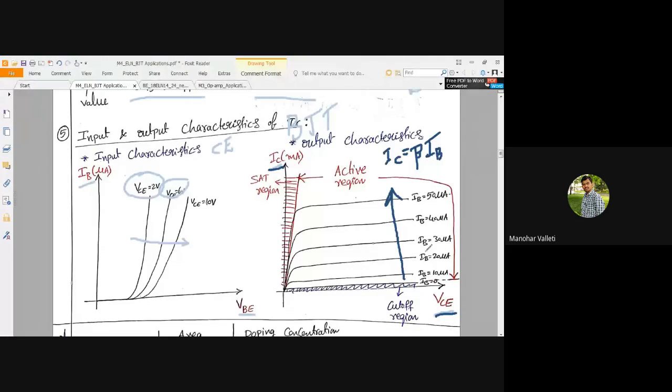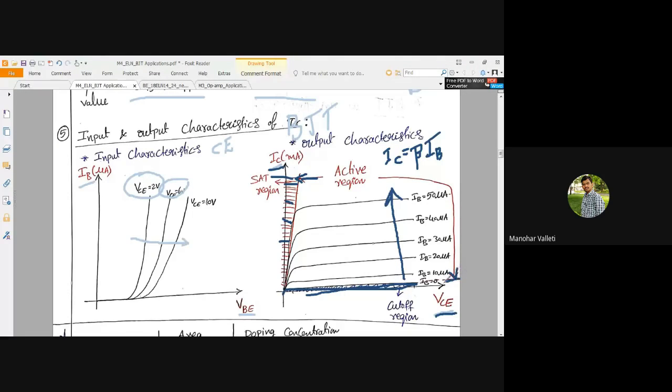So in this output characteristic, we can characterize the three regions of operation that we have explained above. This region is the cutoff region. This is the saturation region, and between these two regions, the active region will be there.